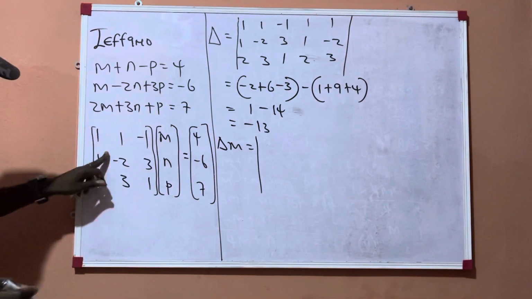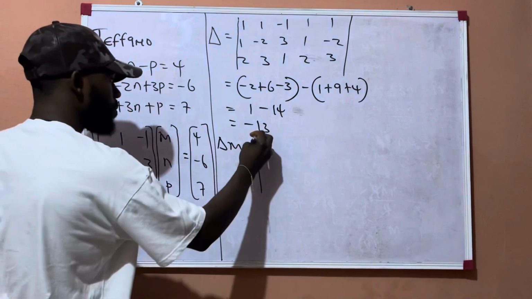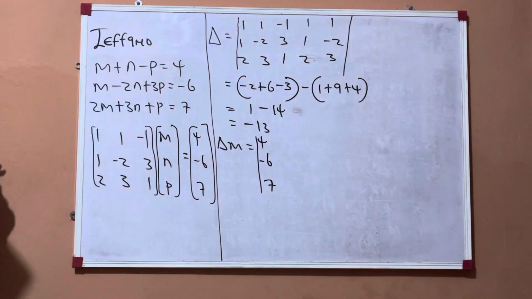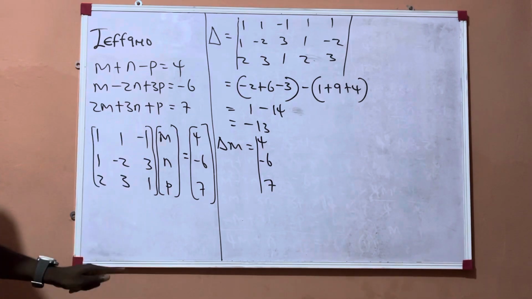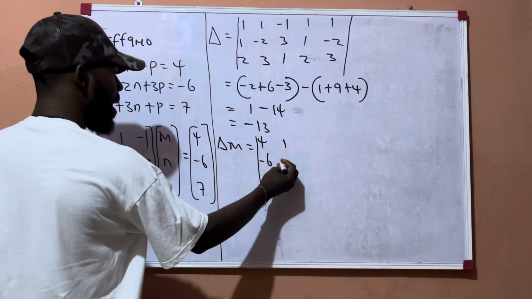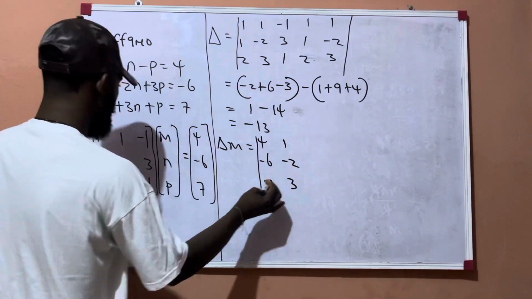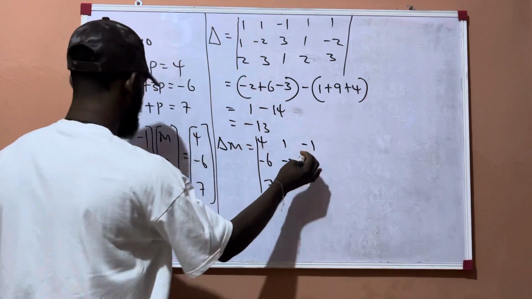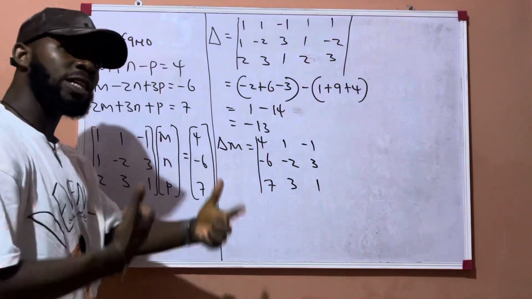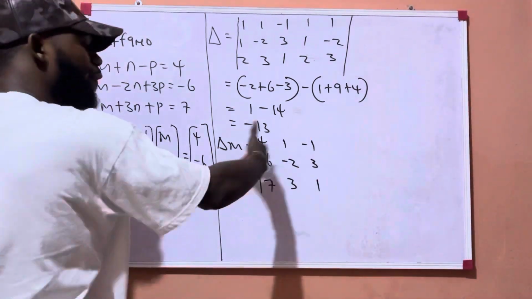So instead of me writing 1, 1, 2, I'm going to write 4, minus 6, 7. Okay, because I replaced it. Now, without wasting time, the other columns remain the same because we're not changing them. So yes, it remains 1, minus 2, and 3. And yes, it remains minus 1, 3, and 1. Now remember what we did: make the number of columns 5.